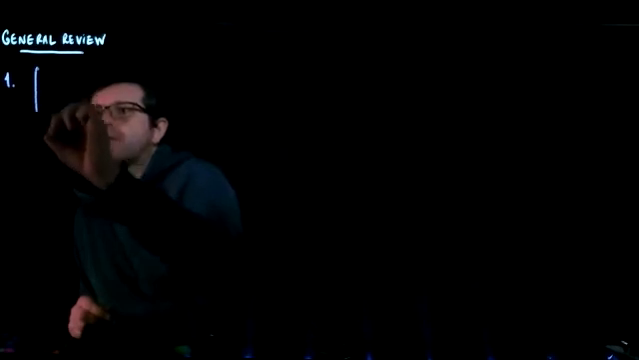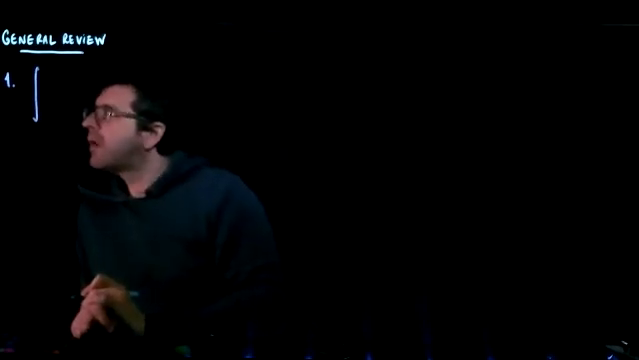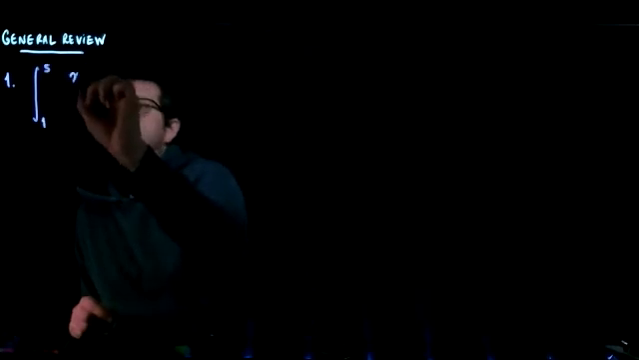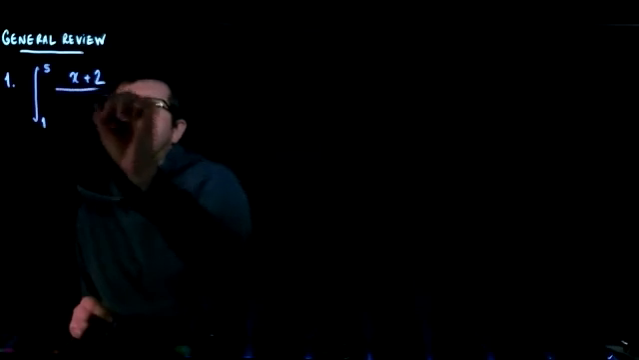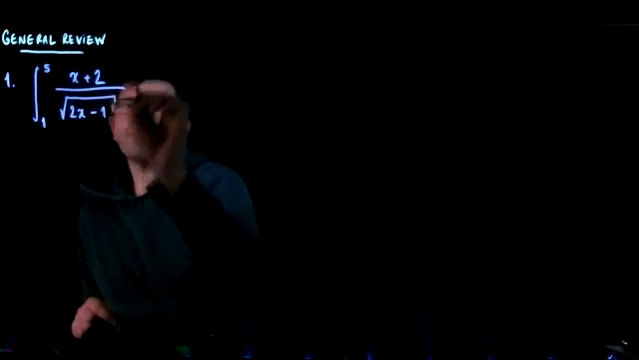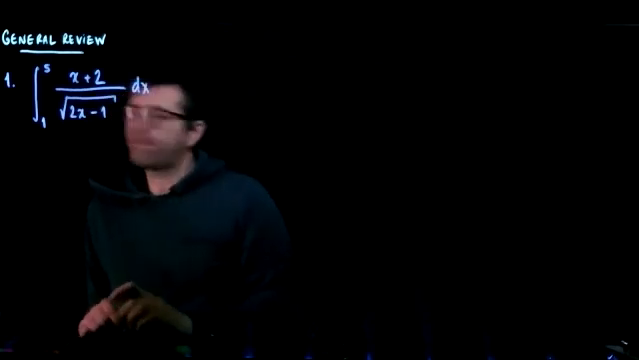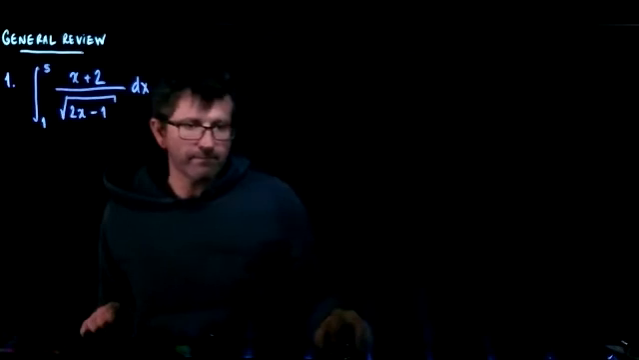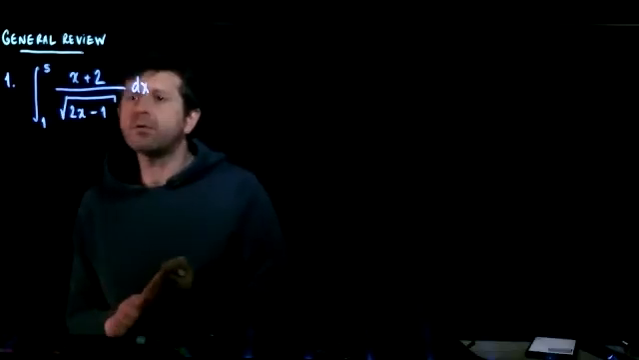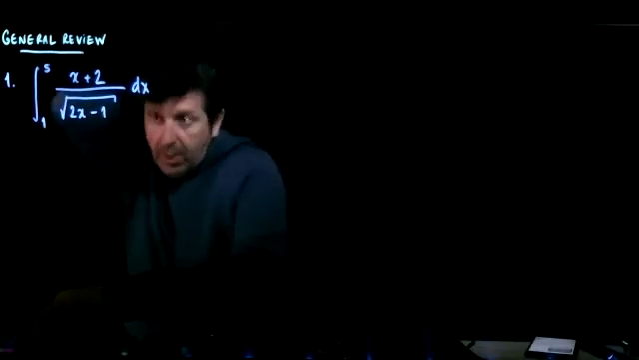Okay. So let's do first a few questions on integration. Let's do the integral. Let's start with this from 1 to 5 of x plus 2 over the square root of 2x minus 1 dx. So how do we proceed here? We do a substitution.